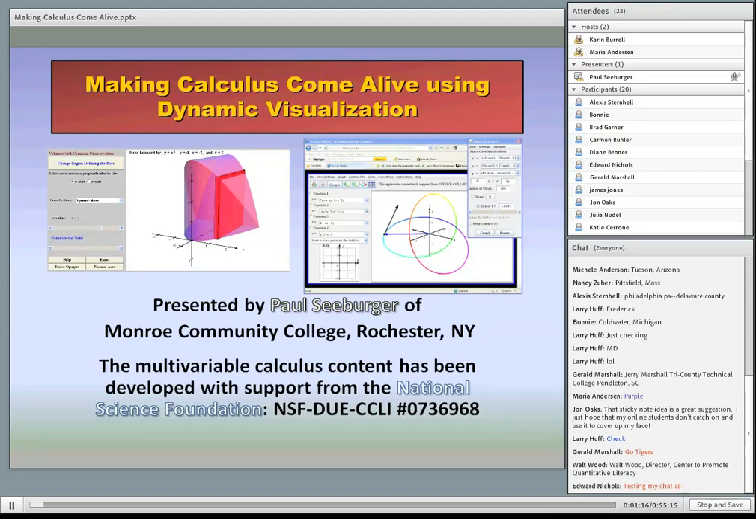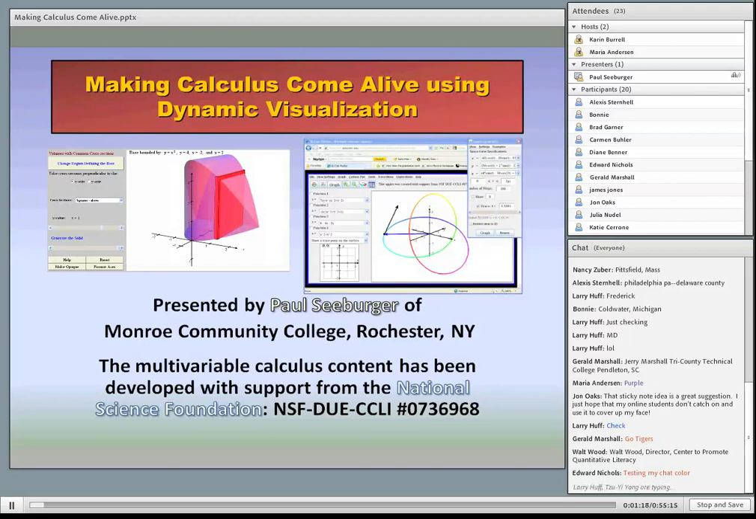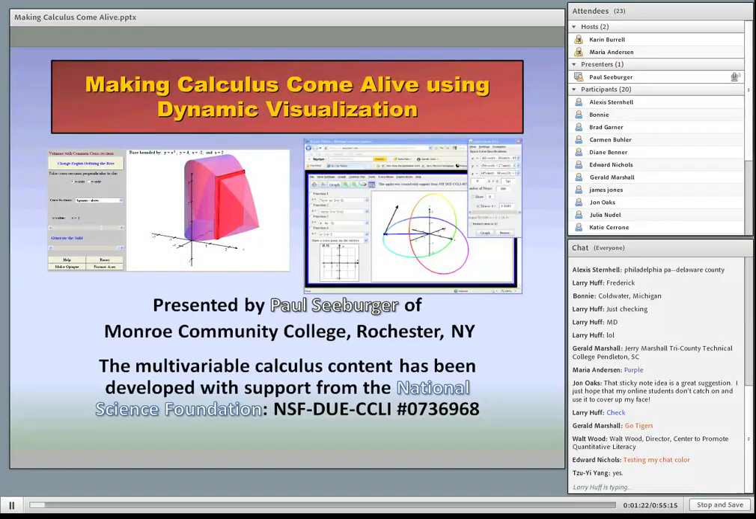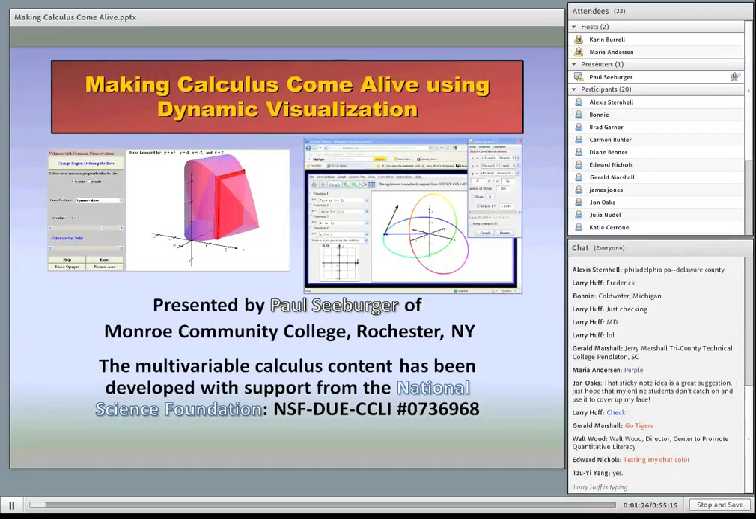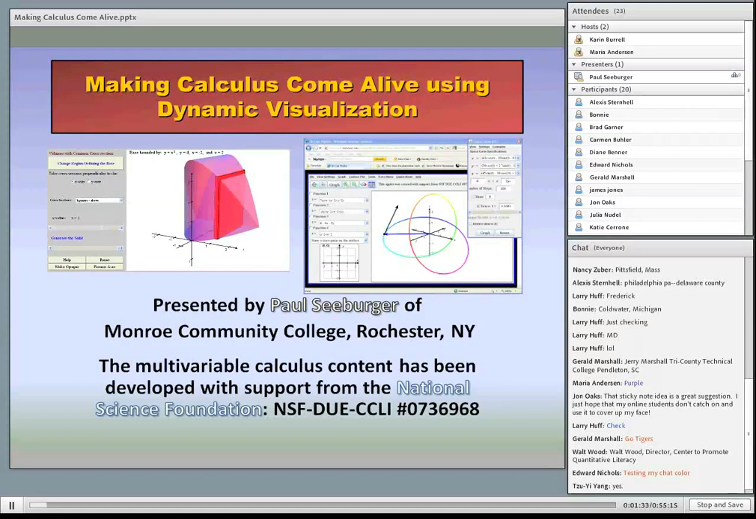My name is Paul Seeberger, and I am from Monroe Community College in Rochester, New York. I've worked for 13 years at developing applets to help students visualize calculus in particular. And more recently, I've been involved in an NSF grant project that has been focused on helping students visualize multivariable calculus.